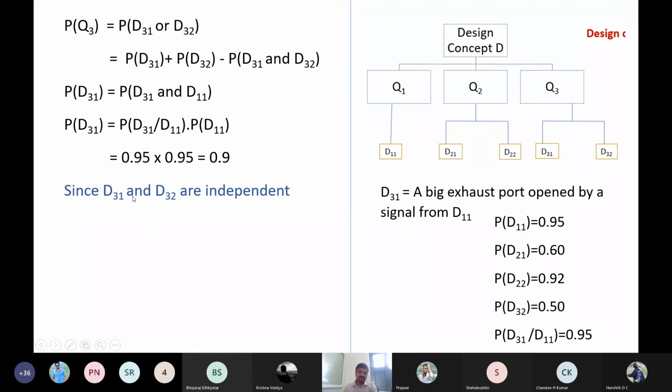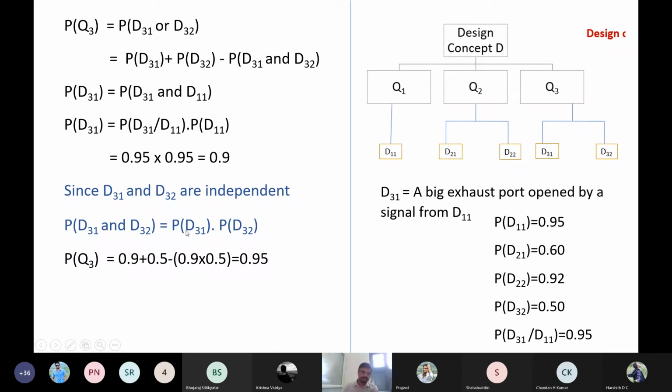Since D31 and D32 are independent, P of D31 and D32 are related like this. Here D31 is dependent on D11, whereas D31 is not dependent on D32. These two are independent, whereas D31 and D11 are dependent. Since these two are independent, you are using this relation.